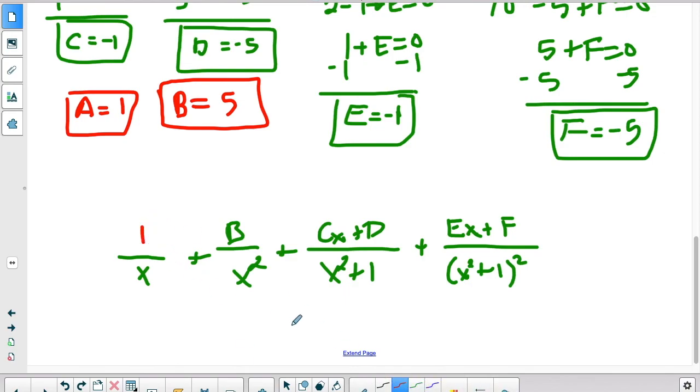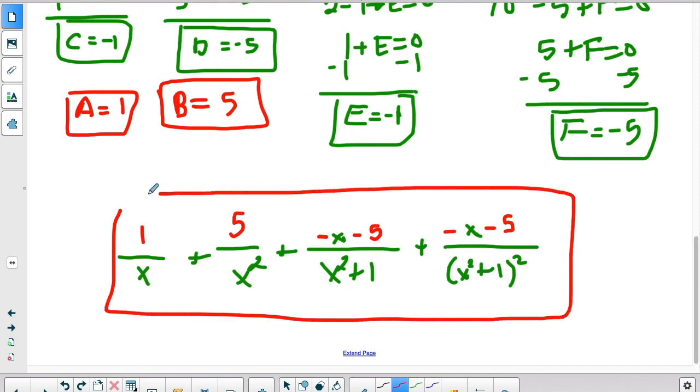We found out that a was 1. Then we found that b was 5. We found out that c was negative 1, so we can just write it as negative x. We found out that d was negative 5, so I'm going to write it as minus 5. We found out that e was negative 1, so I can just write this in as negative x. And we found out that f was negative 5, so we can write this in as minus 5. And that right there is our answer for this one here. And that's all we have to do for this problem.